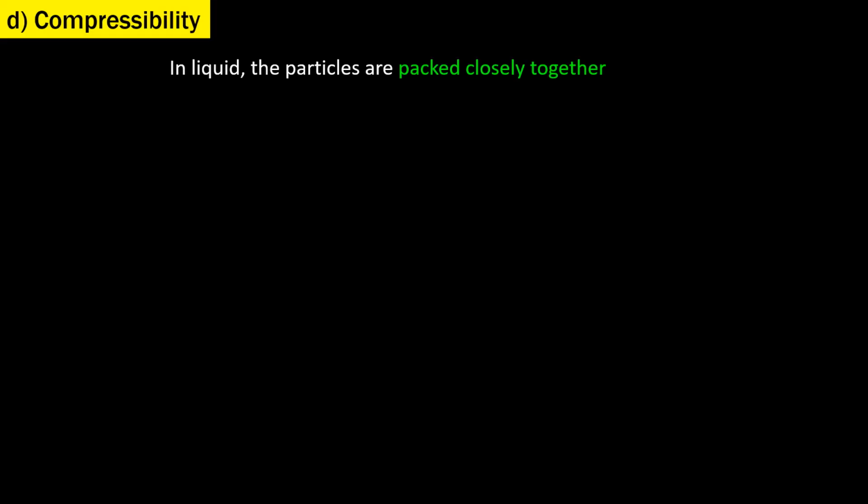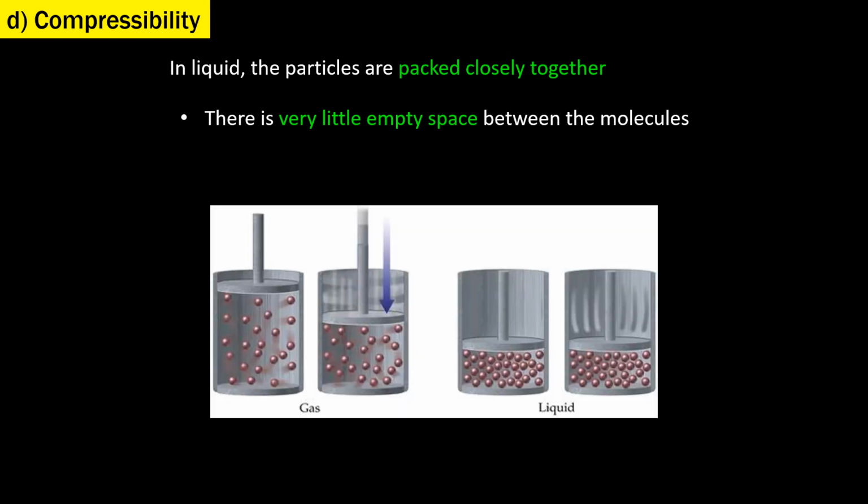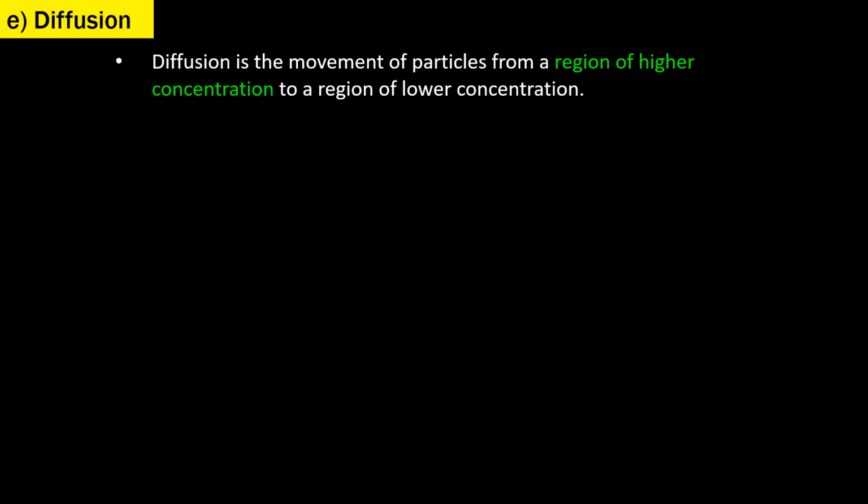In liquid, the particles are packed closely together. This creates very little empty space between the liquid particles. Due to little empty space between the particles of liquid, the liquid is more difficult to compress compared to gas. Here we come to the last property of liquid, diffusion.